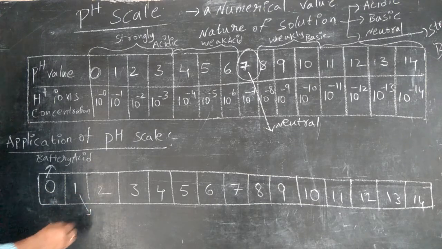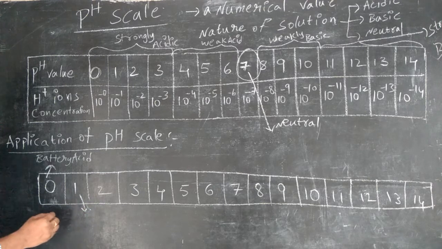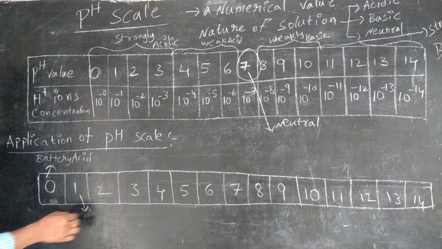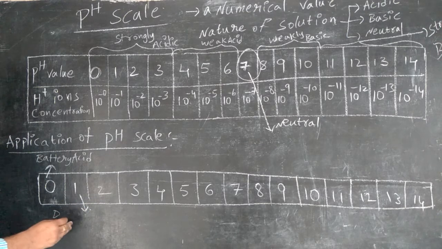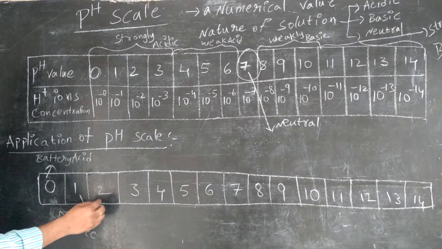And gastric juice is the juice present inside the stomach for digestion purposes. Its value lies between 1 to 2, approximately 1.2. So we can say it is a digestive juice.